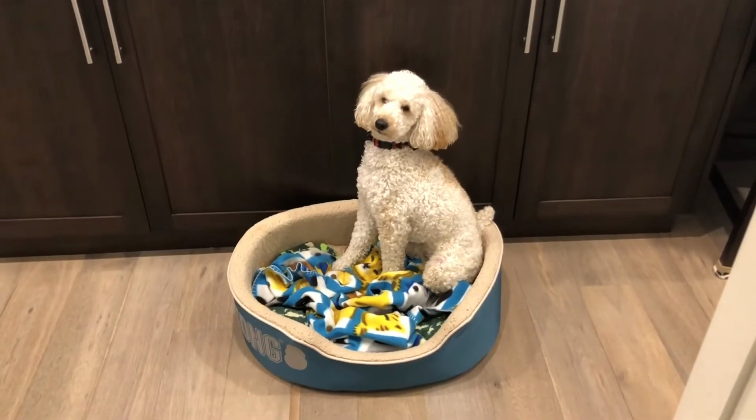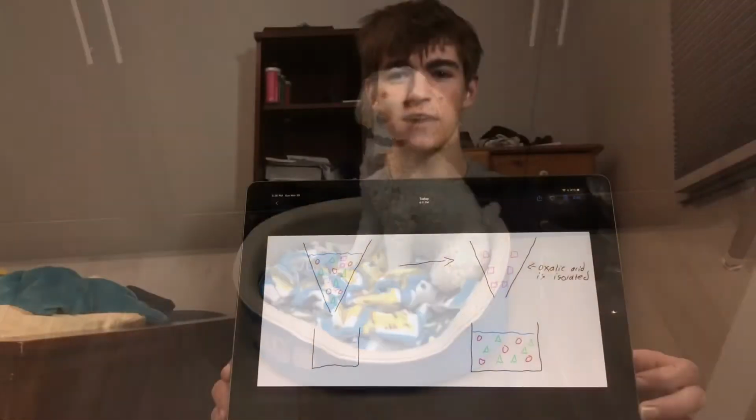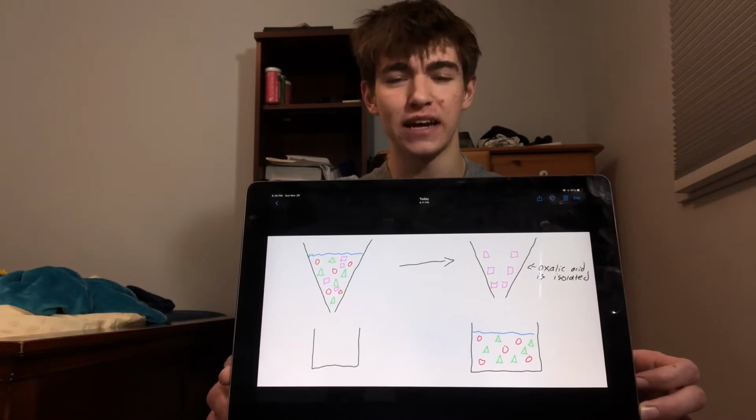Hi, my name is Rexy, and I'm wondering how to separate a homogeneous mixture. Thanks for asking that, Mr. Poodles Doodles. That leads me right into question 2, how to separate a homogeneous mixture.